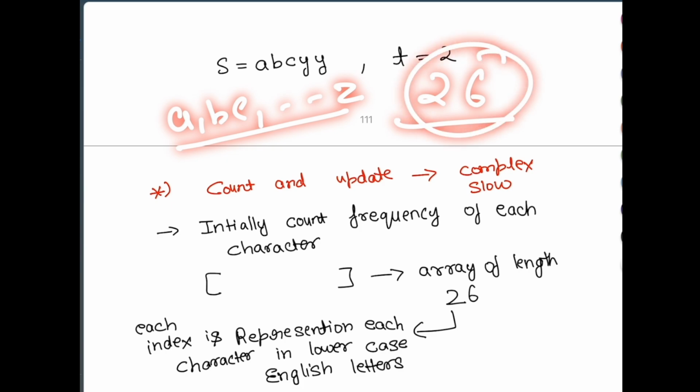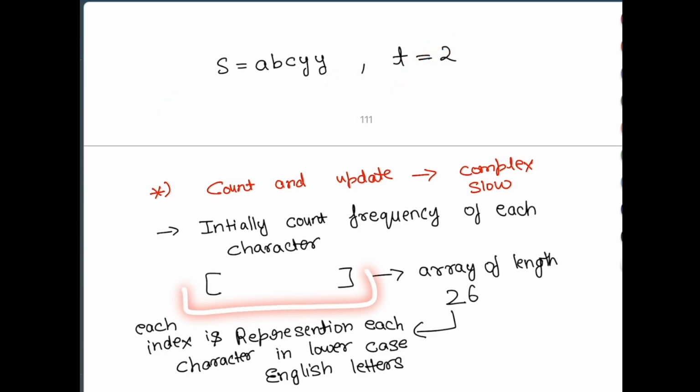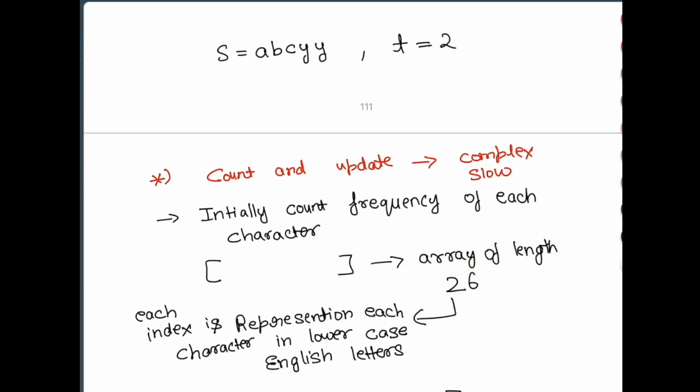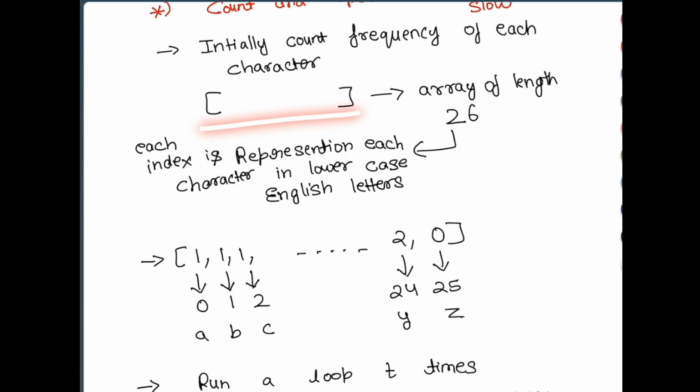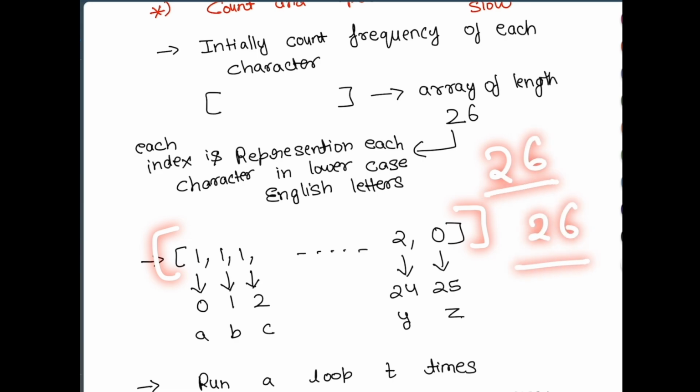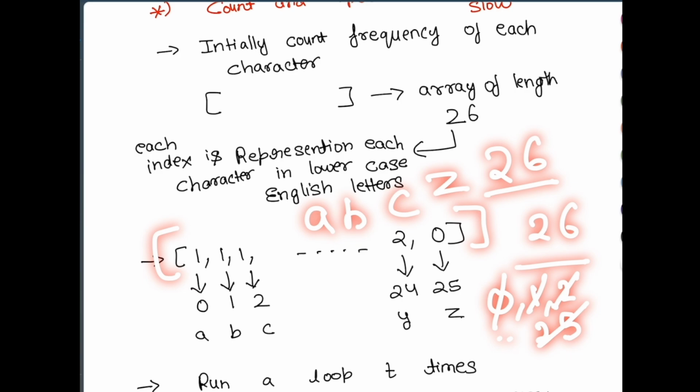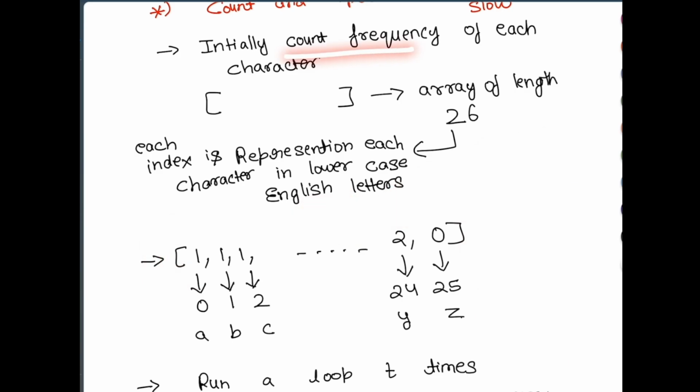And total is 26. So we need to initially create an array of length 26, and in this array, each index is going to represent each character in the lowercase English letters. So if this is your array and the length is 26, then there are total 26 indexes, from 0, 1, 2 up to 25. So 0 will represent A, 1 will represent B, 2 is going to represent C, and 25 will represent Z. So first of all, we just need to count the frequency of our input.